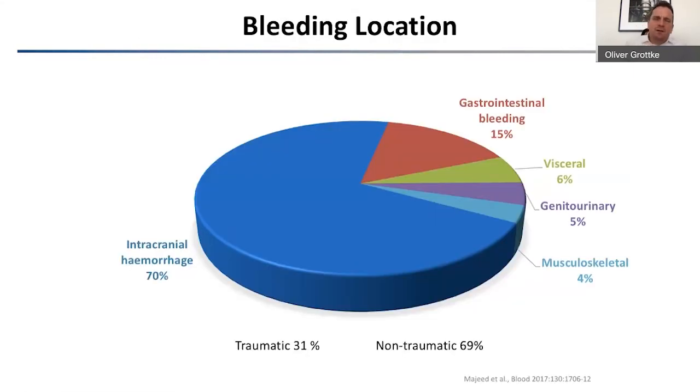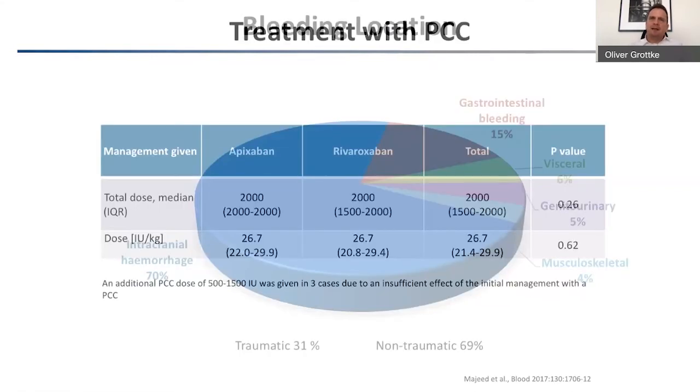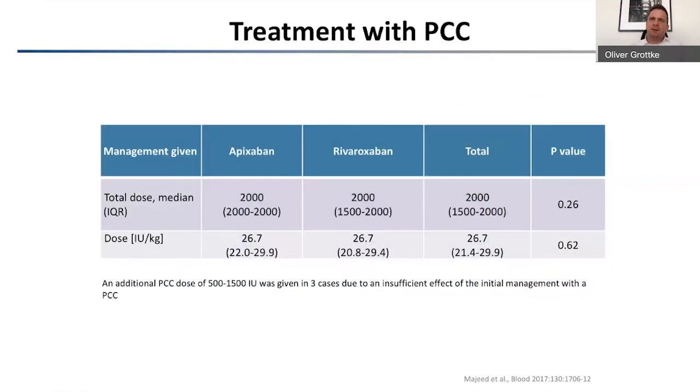Bleeding location, not surprising, maybe ICH, 70%, and GI bleeding. The majority actually had a non-traumatic bleeding. And here you can see the median dose of treatment with PCC. It was about 27 units per kg.